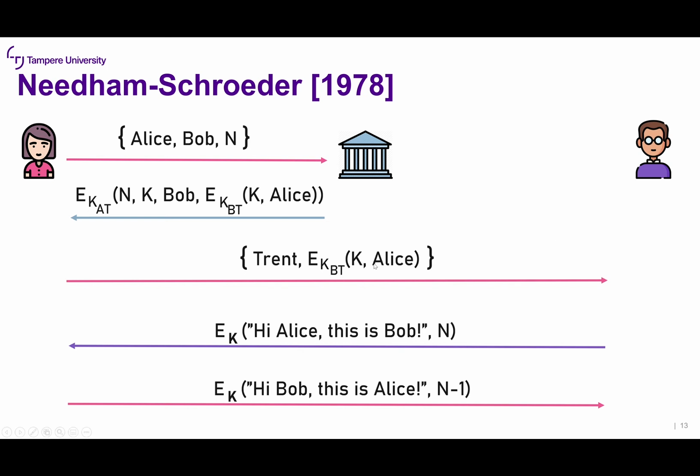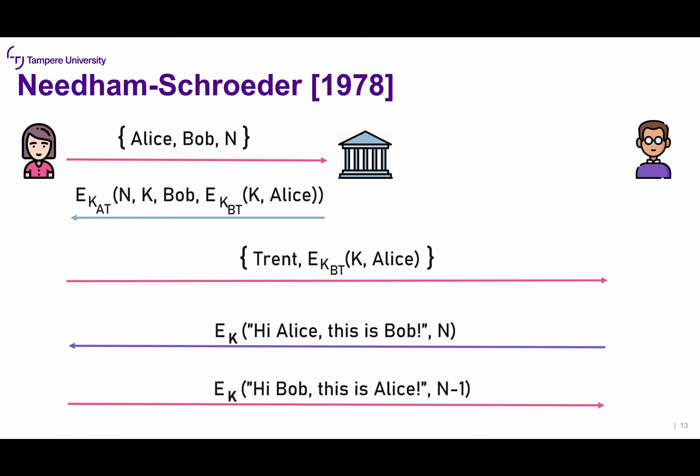And then Bob sends a new message encrypted with a fresh nonce n prime, let's say, to Alice, and then Alice, upon reception, replies back to Bob by saying, "Hi Bob, this is Alice. Here is n prime minus 1, the nonce that you generated for me minus 1." Good. So that's how the Needham-Schroeder protocol works. So do you see any problem here?